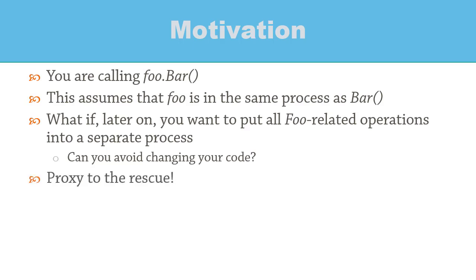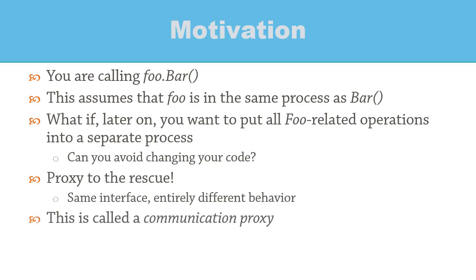This is where the proxy design pattern comes to the rescue. And the idea is very simple. You have a proxy object, which has exactly the same interface as what you've already been working with, but it provides entirely different behavior. For example, in the case that we are describing here, the proxy you would provide in place of foo might be some sort of RemoteFoo implementing the IFoo interface. This is what's called a communication proxy. It substitutes a different execution model where the invocations aren't actually local.